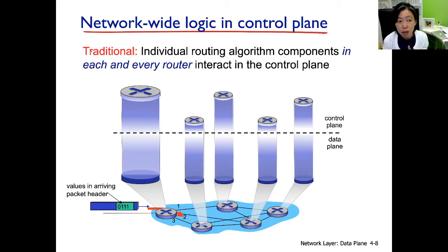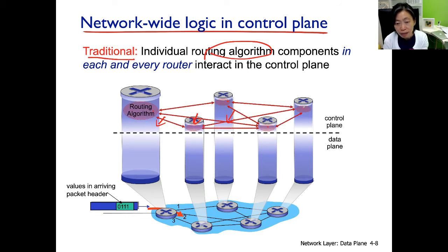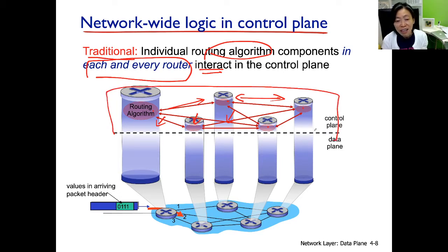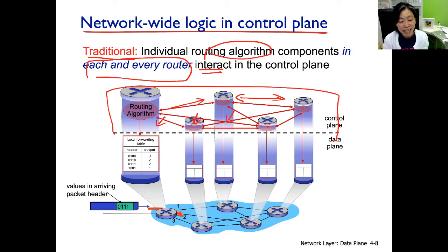To be more exact, let's talk about the traditional approach first, where the computation is distributed. The routing algorithm is going to be running on each of these routers, here, here, here, and here. Each and every router has the routing algorithm running, and they interact with each other. There are these exchanges of messages between these routing algorithms distributed on the routers, and this is the control plane. As a result of the computation and exchange, they find out what should be the forwarding table for packets going to different destinations, and install the local forwarding table into the data plane. So this is the separation of the control and the data plane.